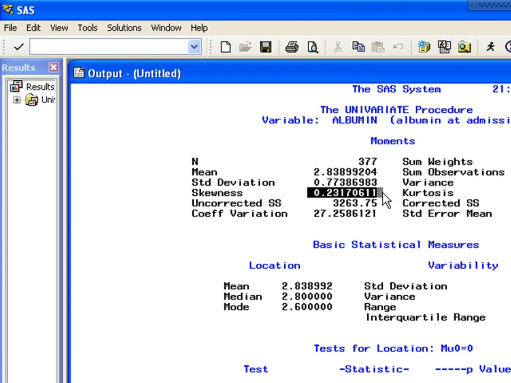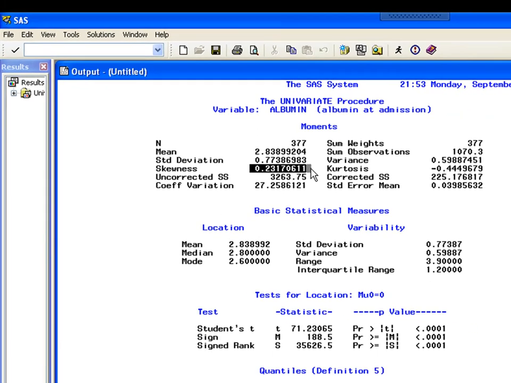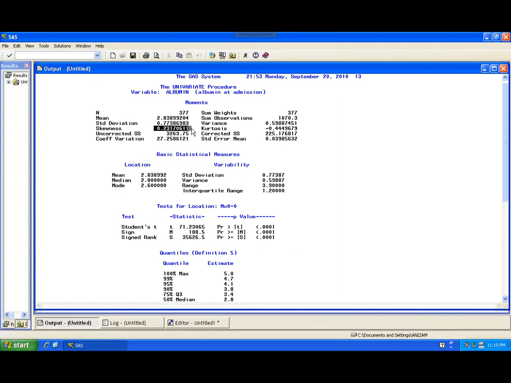are skewed. And here's how it works. If the skewness statistic is 0 or pretty close to it, well, then the data are pretty symmetric. If you drew a histogram of albumin levels and the skewness value was 0, well, then the histogram would be a perfectly symmetric picture. The closer the skewness is to 0, the more symmetric the distribution of that variable. Now, the further away you get from 0, the more skewed the data are.